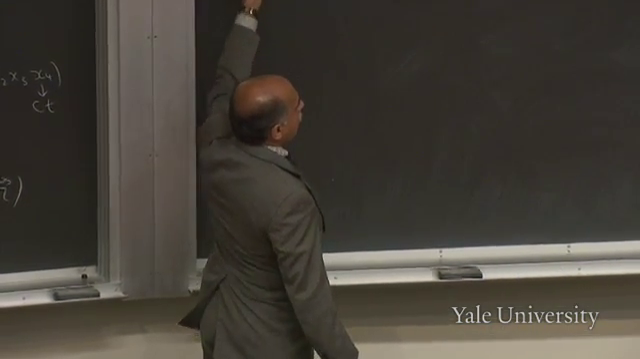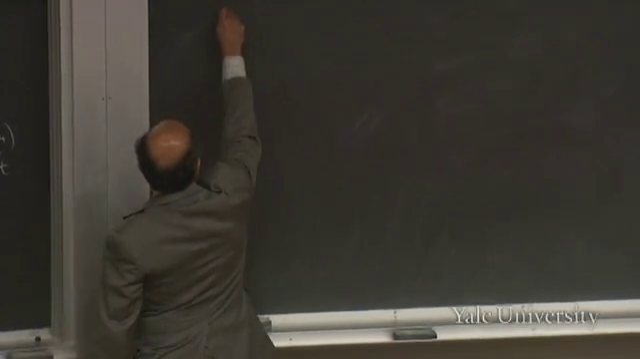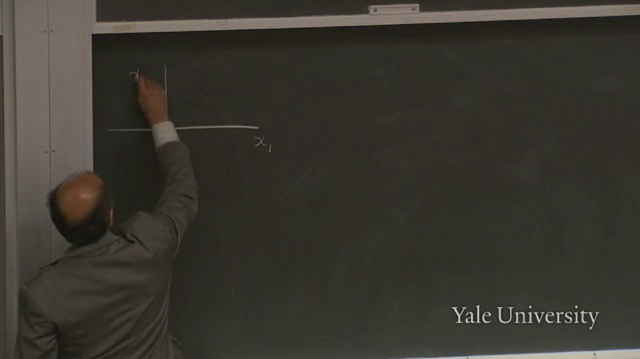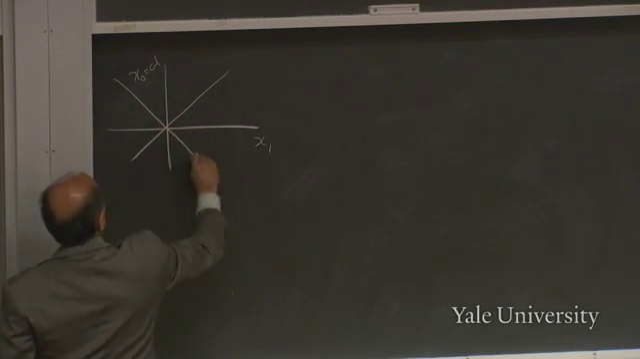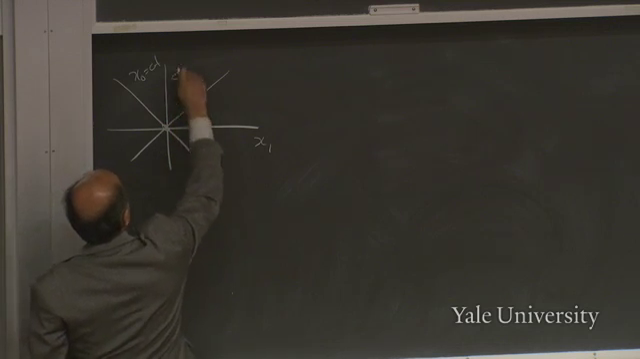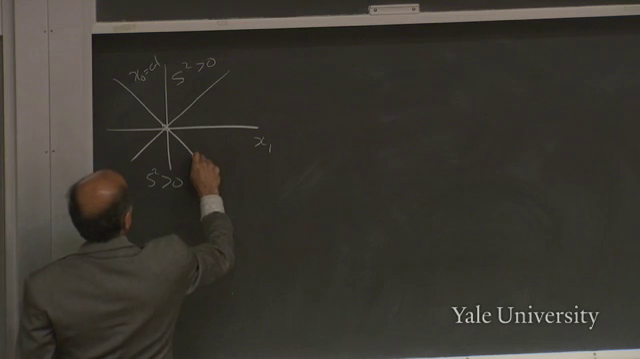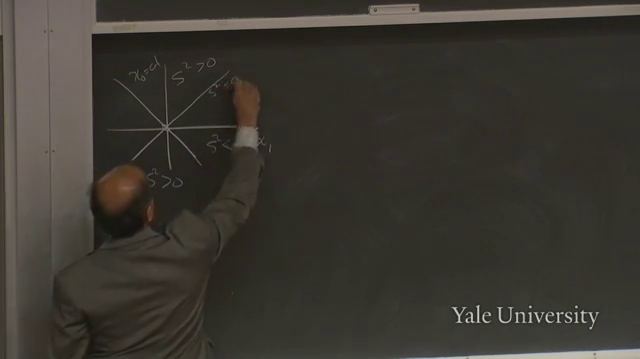So if you go back to this diagram I drew here, this is x1, this is x naught equal to ct. These are events for which s squared is positive. These are also events for which s squared is positive. These are events for which s squared is negative. These are events in which s squared is 0.